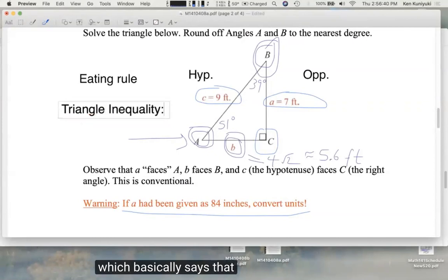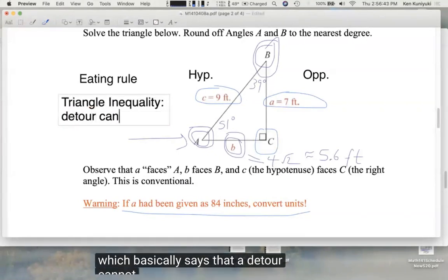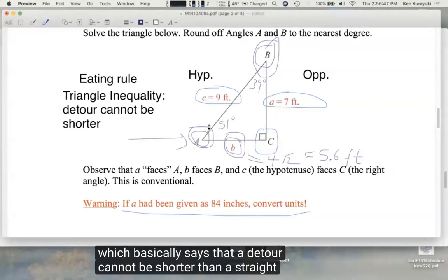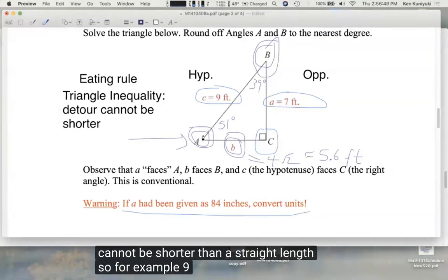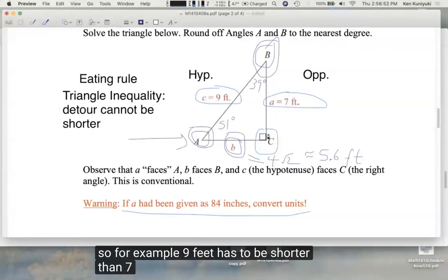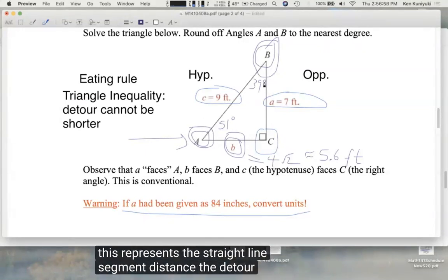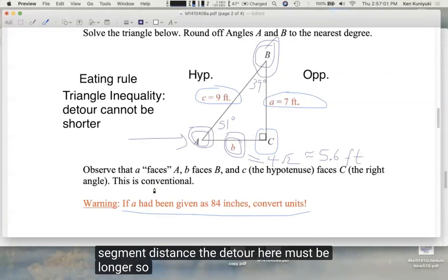Which basically says that a detour cannot be shorter than a straight length. So for example, 9 feet has to be shorter than 7 feet plus 5.6 feet because this represents the straight line segment distance. The detour here must be longer. So you must satisfy the triangle inequality.